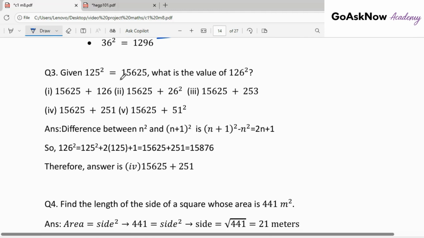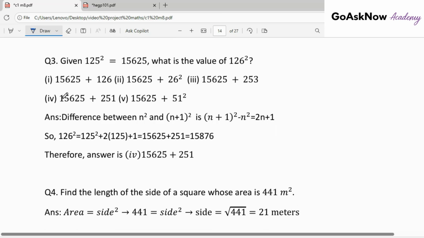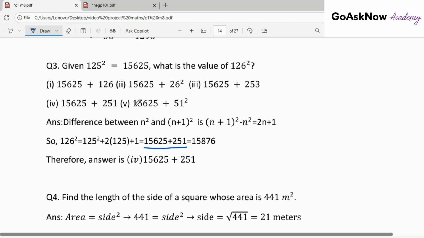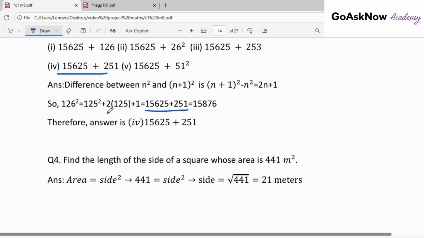Given 125 squared is equal to 15,625, what is the value of 126 squared? There are three options here. The difference between n squared and (n plus 1) squared is (n plus 1) squared minus n squared, which is equal to 2n plus 1. Here, 126 squared is equal to 125 squared plus 2 into 125 plus 1, which is 15,625 plus 251. The fourth option is the answer for the third question.